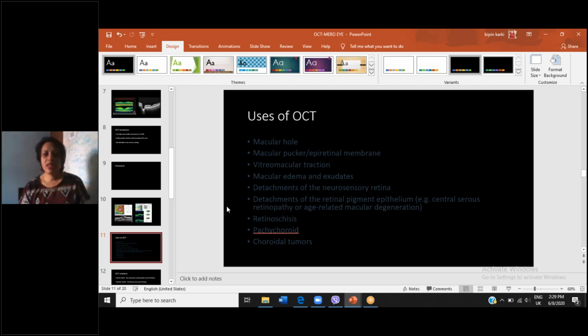So uses of OCT in the macula: there are many macular conditions where we use OCT, like macular hole, macular pucker, epiretinal membrane, the different vitreomacular traction conditions, macular edema and exudates, which could be due to diabetes or any other vascular causes, detachment of the neurosensory retina, and detachment of the retinal pigment epithelium. These are the different layers of retinal detachment, retinoschisis. Pachychoroid is a disease spectrum where there is a thick choroid. With these newer OCTs, we're able to measure the choroidal thickness and diagnose the conditions. There are various choroidal tumors which can be diagnosed by OCT.